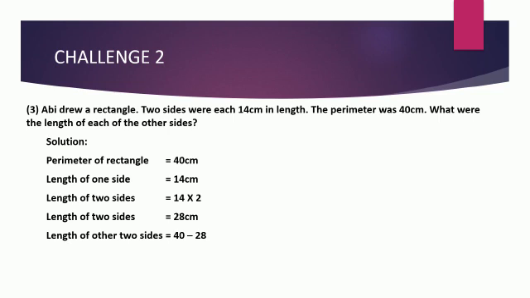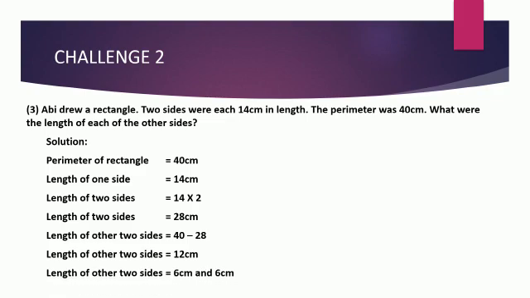When you subtract it, we will get the answer 12 centimeter. 40 minus 28 is equal to 12. This is the length of other two sides. So length of other two sides is 12 centimeter. It means that it will be 6 centimeter and 6 centimeter. 6 plus 6 is equal to 12. It was the length of other two sides.